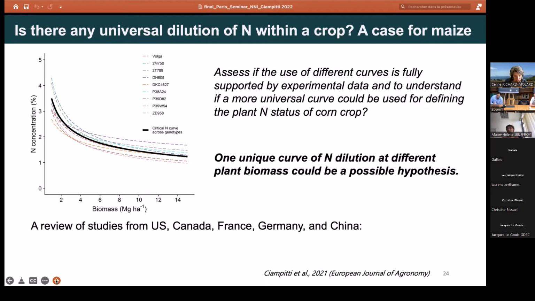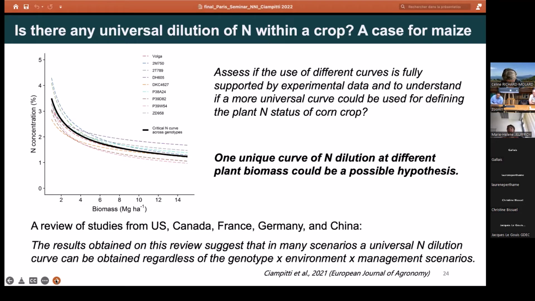And then our main goal was to say, can we confirm that there is one unique curve for maize? In many situations, looking at this data and at the different hybrids in the literature, now that we are able to estimate uncertainty, we can confirm in this review that in many of the scenarios, a universal dilution curve seems to be the most appropriate. But there is always an exception to the rule.